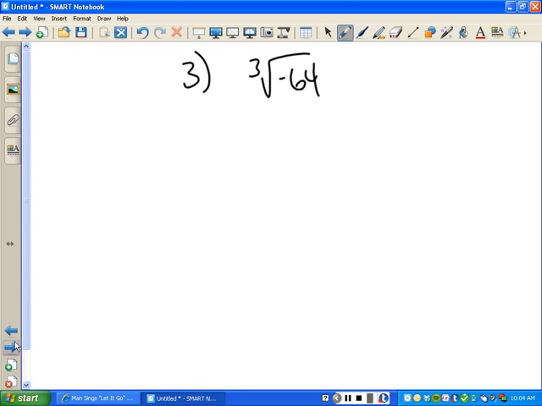Now, number 3, cube root of negative 64. What did we get? Negative 4. Now, remember, this does not share the same fate that the negative did yesterday. This is negative 4. Why? Because negative 4 times negative 4 times negative 4 is negative 64. All right?